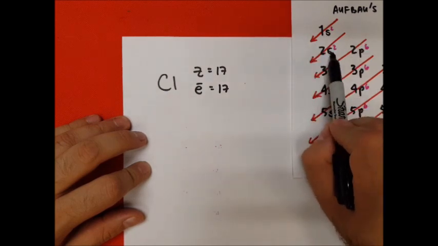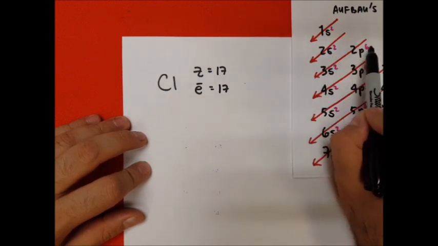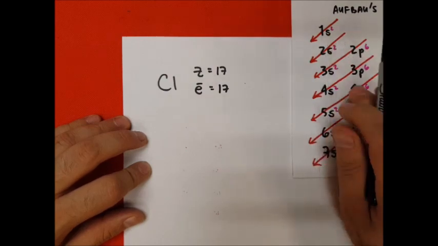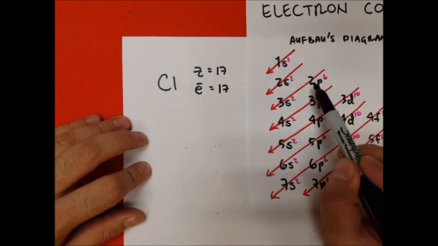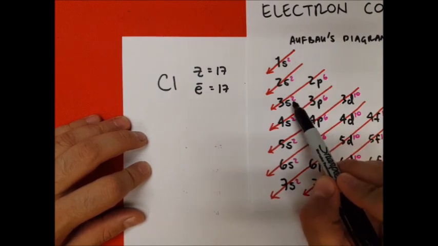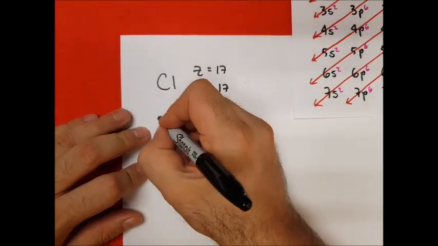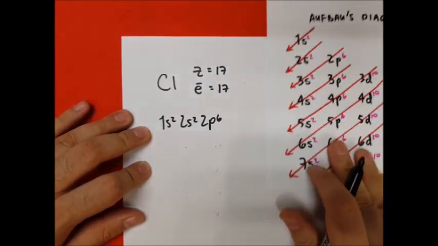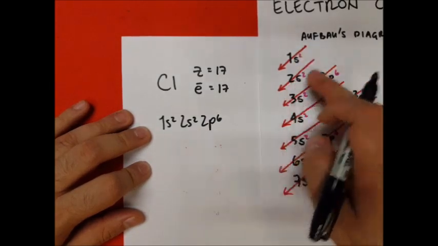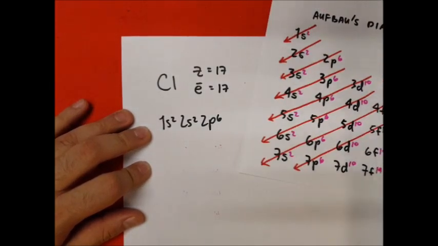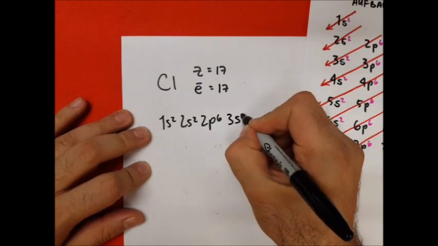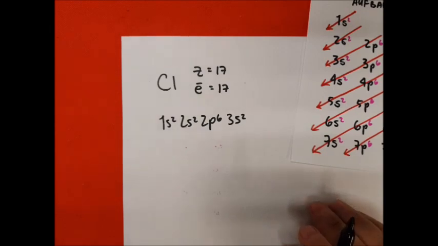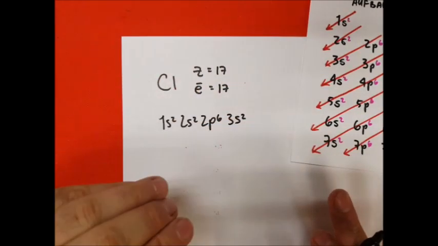1s2, 2s2, that gives me 4. 2p6 gives me 10. 3s2 gives me 12. What I'm doing is adding the little pink numbers, right? So 2 plus 2 plus 6 plus 2 gives me 12. I'm going to write those really quickly, following the order that we have right here: 1s2, 2s2, 2p6. Then we have 3s2. And finally, this is 12, so we're still missing 5 electrons.